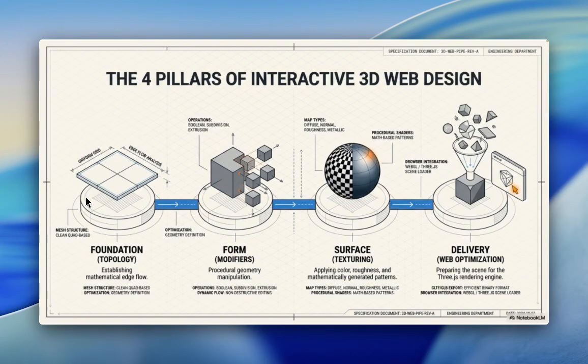You have surface texturing, applying color, roughness, and mathematically generated patterns. You have map types, which are diffuse, normal, roughness, metallic. You have a procedural set, which is like a math-based pattern. You have the delivery web optimization, preparing the scene for the Three.js rendering engine. You have a GLTF, GLB export, efficient binary format. You have browser integration, WebGL, Three.js scene loader.